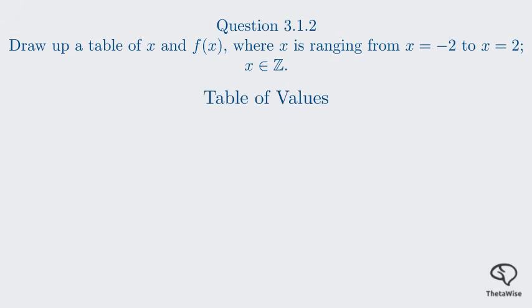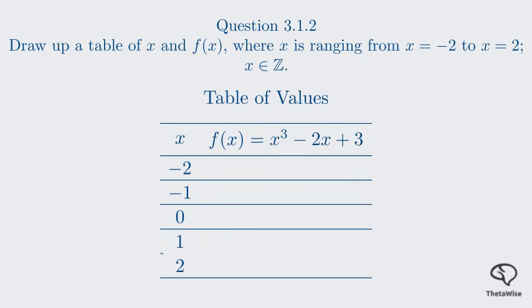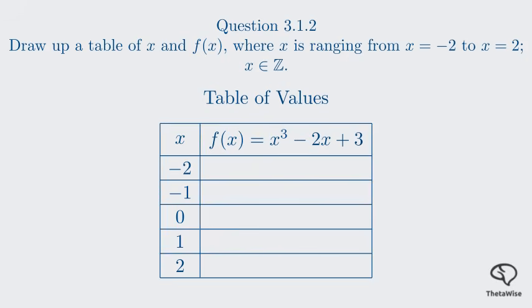We will take each of these integer x values and substitute it into our function f of x equals x cubed minus 2x plus 3 to find the corresponding y value. Let's calculate the values systematically. First, for x equals -2. We substitute it into f of x to get -2 cubed minus 2 times -2 plus 3. This simplifies to -8 plus 4 plus 3, which equals -1.